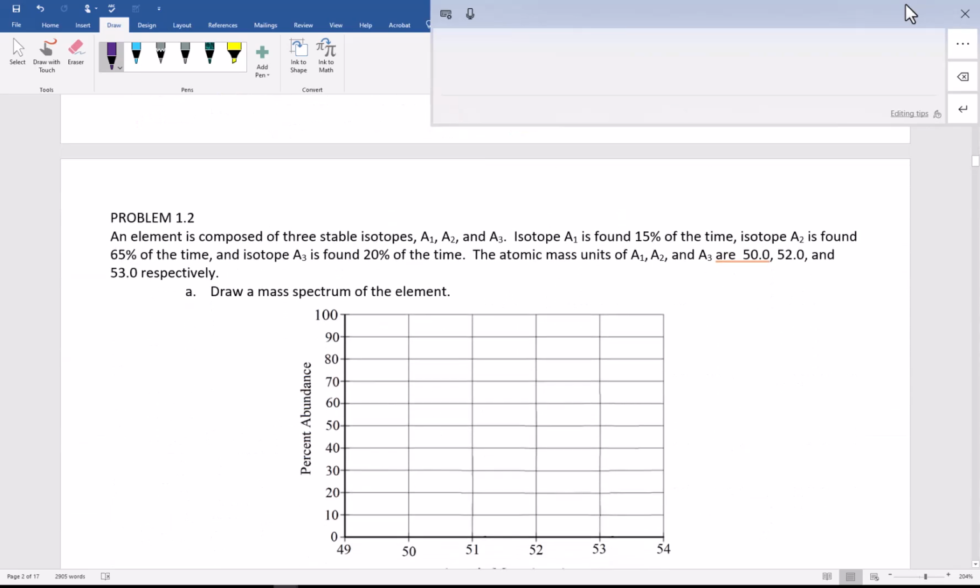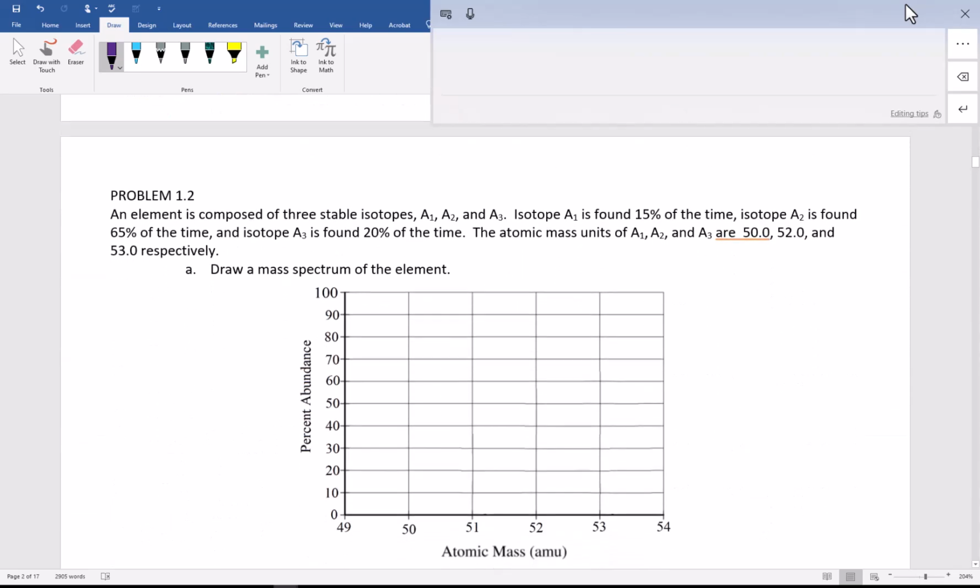All right. Problem 1.2. An element composed of 3 stable isotopes, blah, blah, blah. Find the masses. Okay, so draw a mass spectrum of the element. A1 is found 15% of the time, A2 is 65% of the time, and A3 is found 20% of the time. So A1 is 50. So at 15% of the time, I'm going to do 50. And A2 is 65% of the time, which is 52. I made it a little wider and like a more bar graph instead of the stick graph. And 53 is found 20% of the time. Boom, boom, boom. There you go. Mass spec.